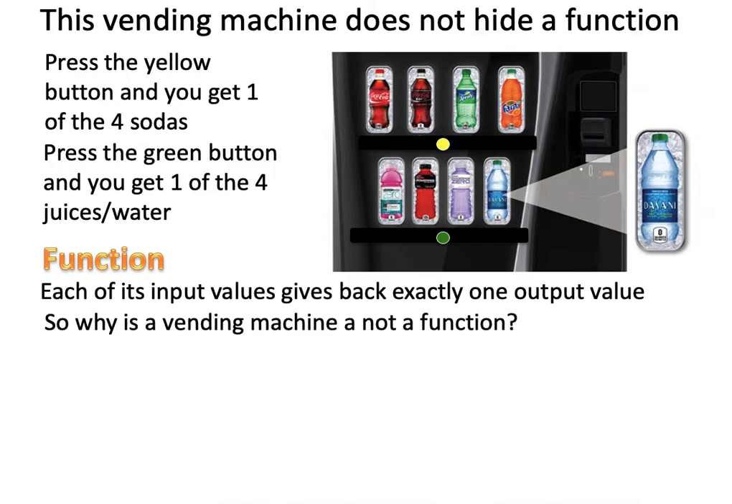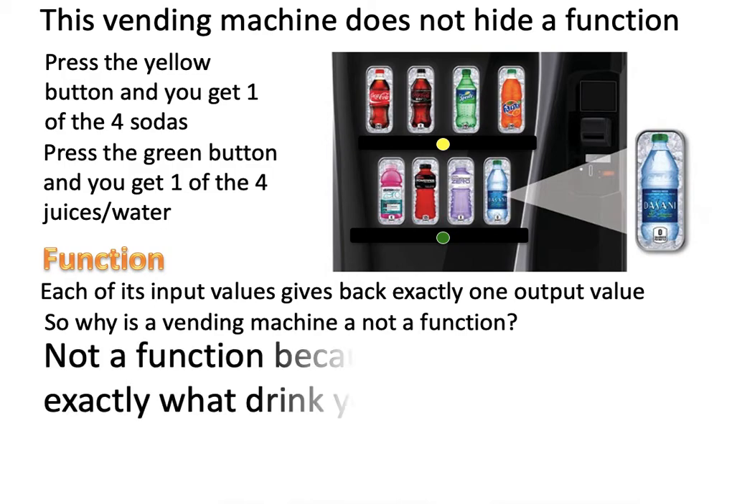All right, so why is this vending machine not a function? Why do you think the way this works, it's not a function? If a function is each of its inputs gives you back exactly one output. I would ask you to turn and talk to your neighbor for like 10 seconds and have a discussion. Why isn't this a function? And then someone would share out.